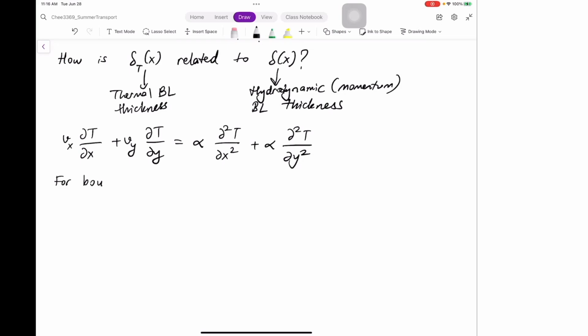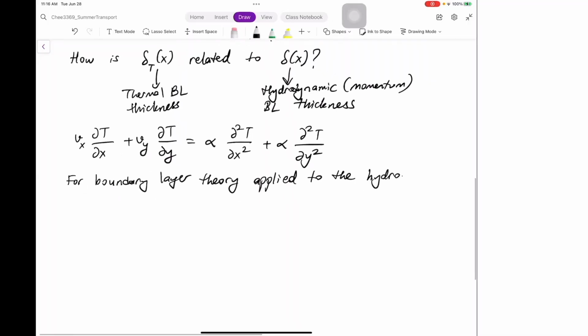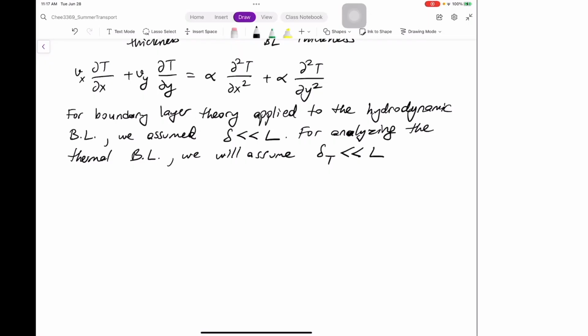So for the thermal boundary layer, for boundary layer theory applied to the hydrodynamic boundary layer, we assumed delta is much smaller than L. Now, for analyzing the thermal boundary layer, we will assume delta T is much less than L.